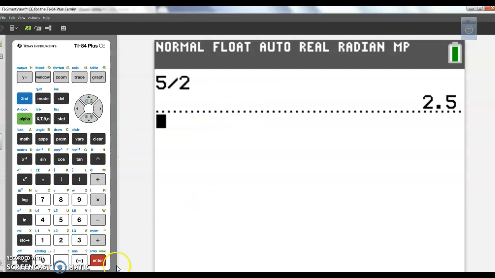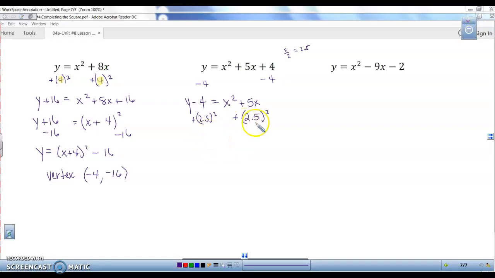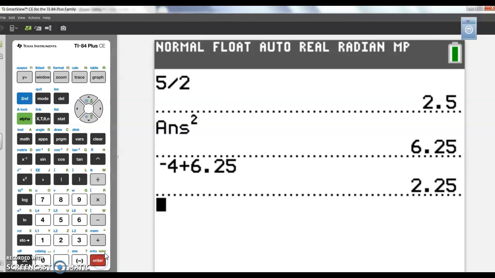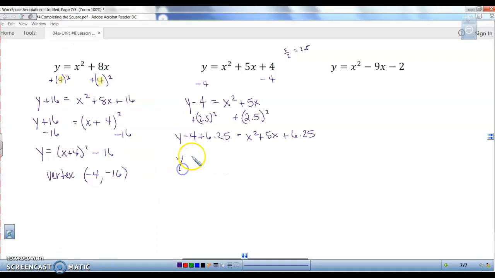Okay, so what is 2.5 squared? Well, if I take that answer squared, I get 6.25. So this is going to be y minus 4 plus 6.25 equals x squared plus 5x plus 6.25. Yes, you can have decimals, that's okay. All right, combine your terms here. Negative 4 plus 6.25 is 2.25. So y plus 2.25 equals.